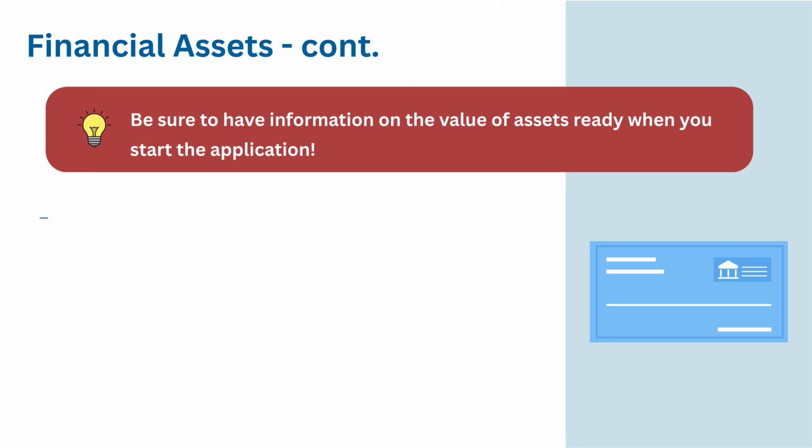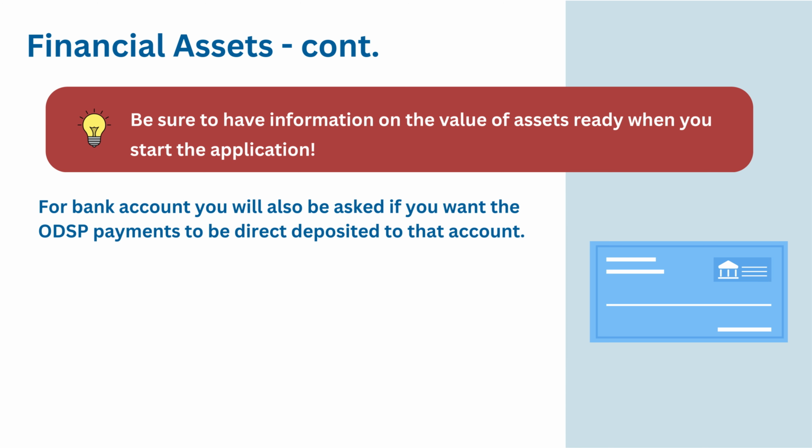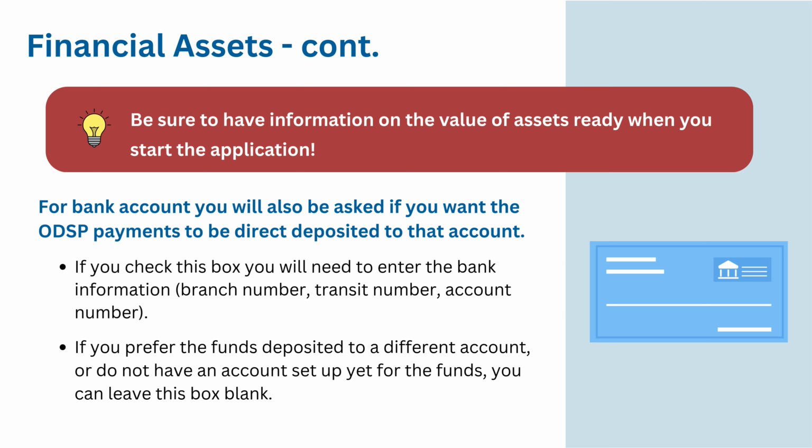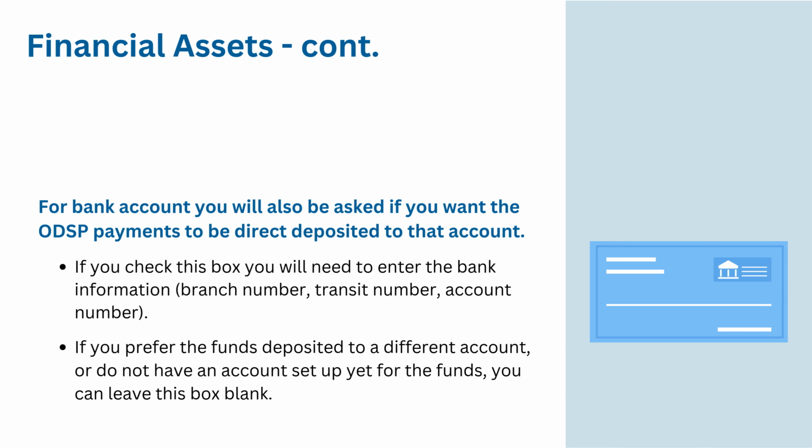Along with that, for a bank account, it will ask if you want the ODSP payments to be direct deposited into that account. If you check that box, it will then ask you for the branch number, transit number, and account number of that bank account. If you do not have that information, or you do not have a bank account that you want funds direct deposited into, or maybe you would like the funds deposited into a different account, then you would leave that box blank and you would set up the direct deposit at a later date with your ODSP case manager.